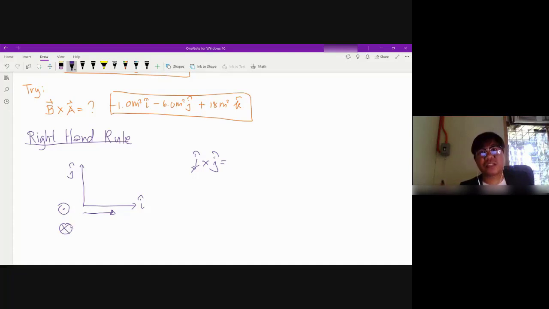So that's pasulod sa screen. So meaning, ang sa akong sketch karon, ang i-hat nako padulong sa tuo, right? This is the i-hat padulong sa tuo. Ang j-hat kay pasaka. Ang k-hat kay pagawas or pasulod sa screen.